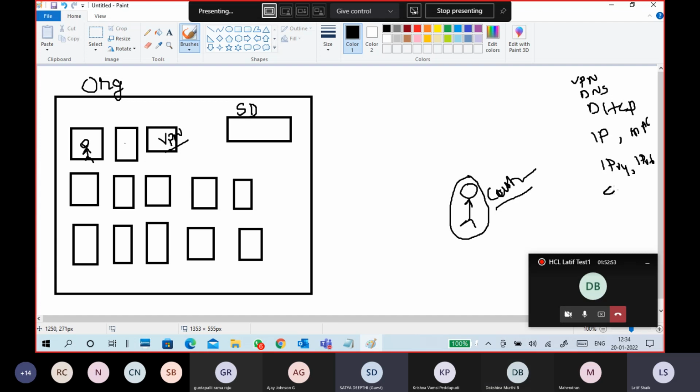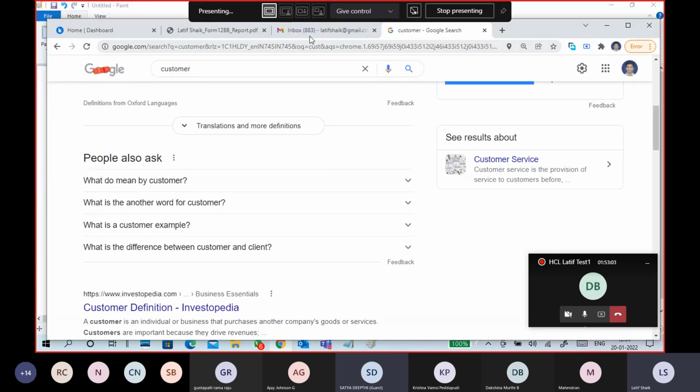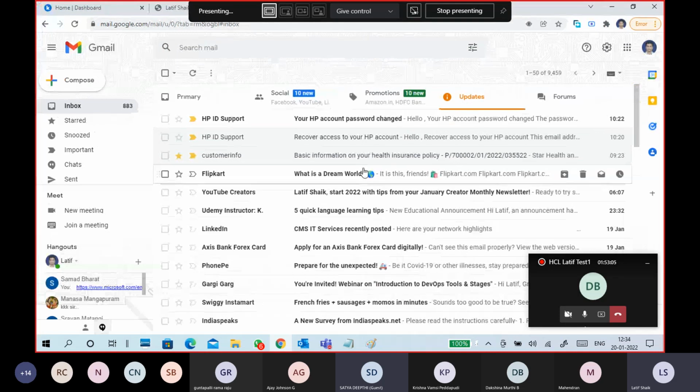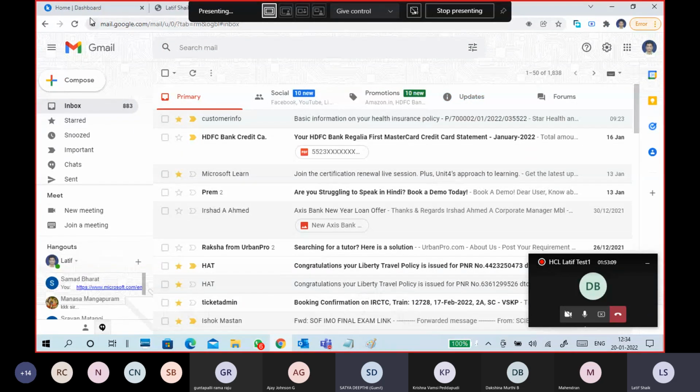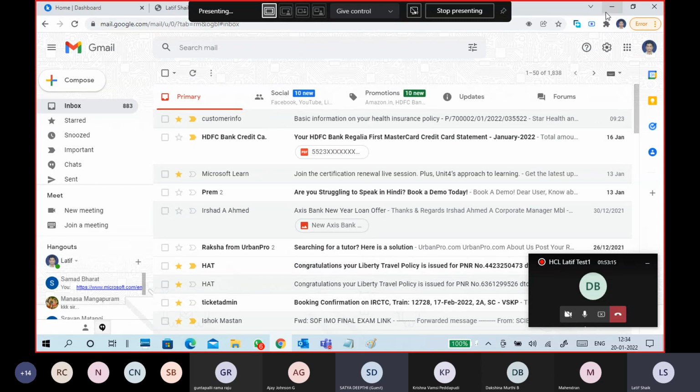Next is Outlook. What is this Outlook? Outlook is a mail client. Guys, look here. Remember this. This is not my Outlook. This is my Gmail account. I'm accessing my mails from my web browser, the Google web browser. The mails are stored in the mail server.